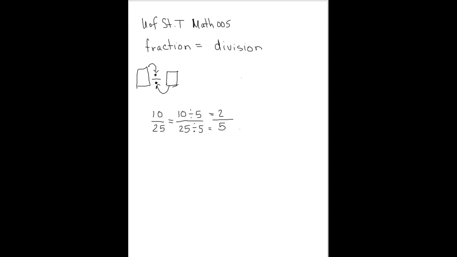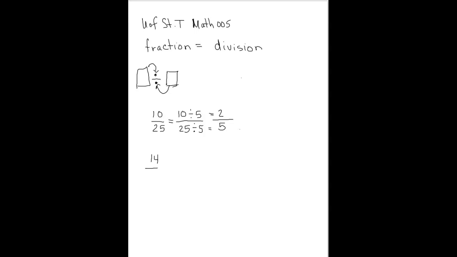So this is my reduced form. I don't have anything more that I can factor out. There's 2 and a 5. Both of those are prime numbers. We'll get to what that is in a moment. And this is as far as we can go with this reducing. All right, let's try one that's a little harder. Let's go with 14 over 42.